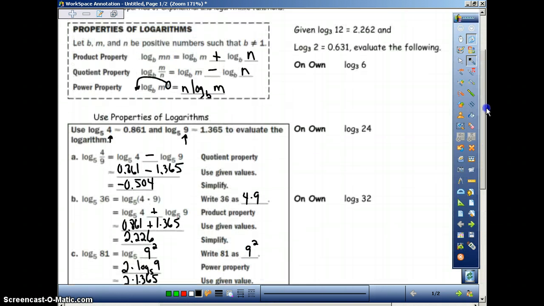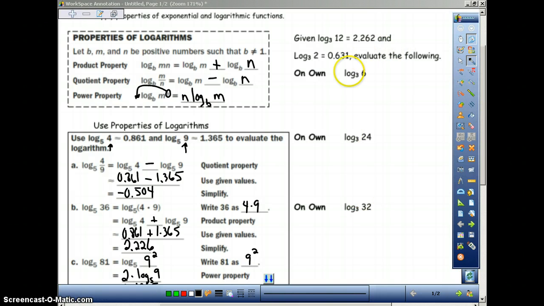So what I want you to do is do these three on your own. Okay, I'm going to pause it in 5 seconds, and when you're ready, hit play just to see if you have the right answers or not.